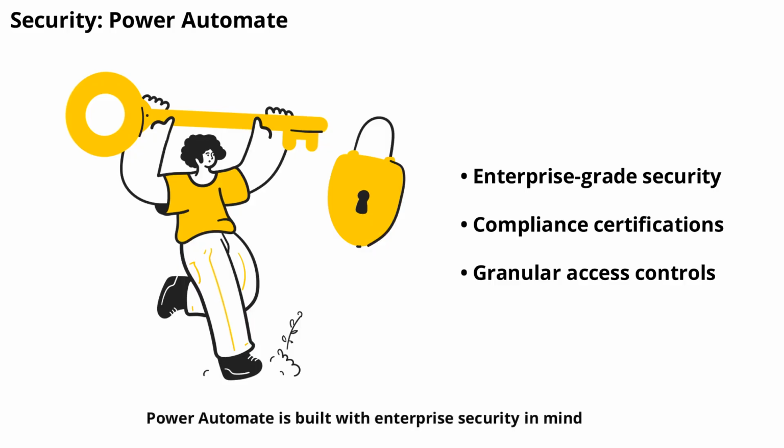Power Automate is built with enterprise security in mind, leveraging Microsoft's robust security infrastructure. It offers advanced compliance certifications, granular access controls, and integration with Azure Active Directory. For finance teams handling sensitive financial data or operating in regulated industries, Power Automate provides the security and compliance features necessary to meet strict requirements. Its security model is a key advantage for larger organizations.